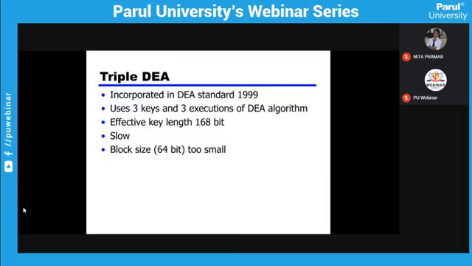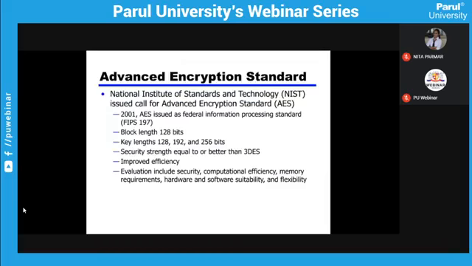So one more algorithm was introduced later on in 2001, that is the Advanced Encryption Standard. This algorithm was introduced by the National Institute of Standards and Technology, that is NIST, and in 2001 this algorithm was introduced, which used 128 bit length blocks, and the keys used were of three variants, means 128 bits, 192 bits, and 256 bits.